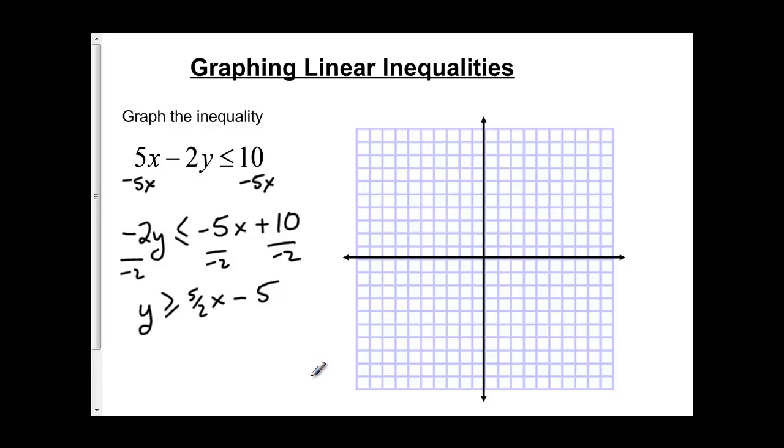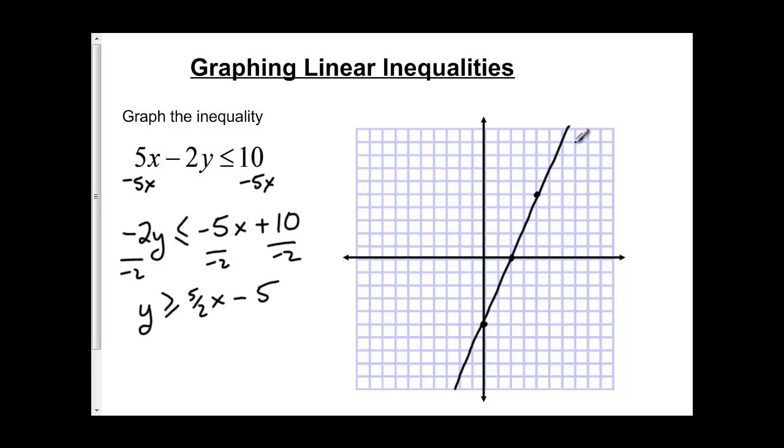Now I've got this in the form y equals mx plus b. So I know my slope is going to be 5 over 2, and I know my y-intercept is going to be negative 5. So I'm going to start my graph at negative 5. 1, 2, 3, 4, 5. So my y-intercept is negative 5. Because my slope is 5 over 2, I'm going to go up 5 over 2, up 5 over 2, and I have my inequality as a greater than or equal to. So because it's or equal to, I'm going to connect my dots with a solid line.